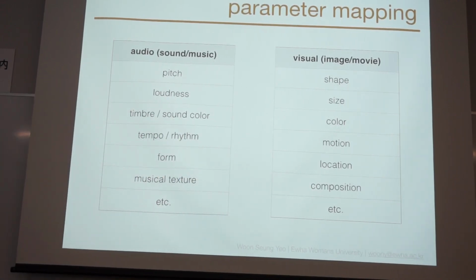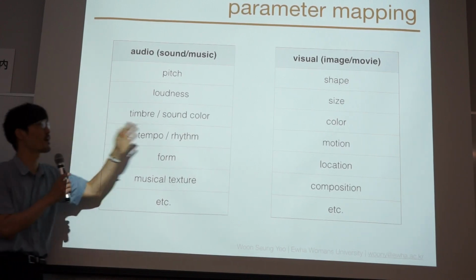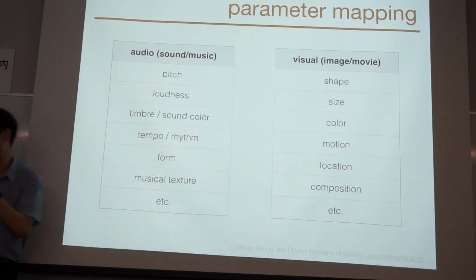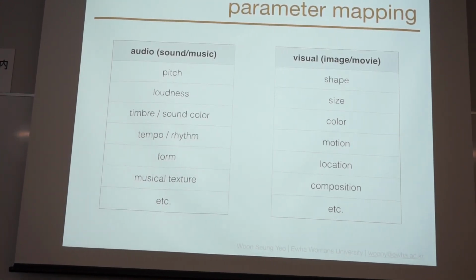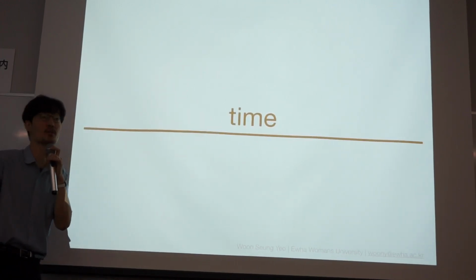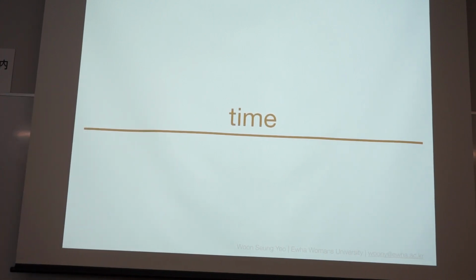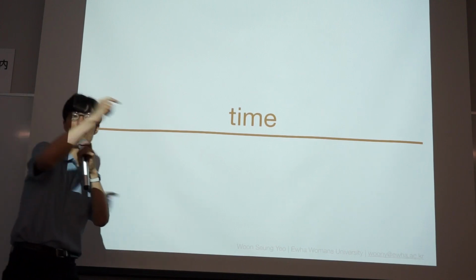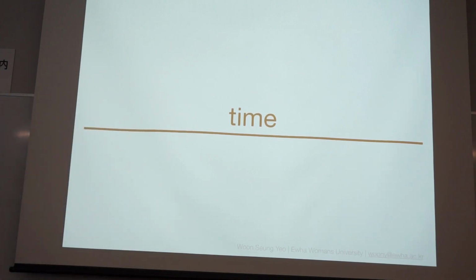So I would say sound visualization is to define a set of mappings between these two domains, from the audio domain to the visual domain, like this. And another important feature in this mapping is time, because we are going from sound or music to visuals. And the thing is, sound is based on time, and time is one-dimensional, right? It goes over one straight line.